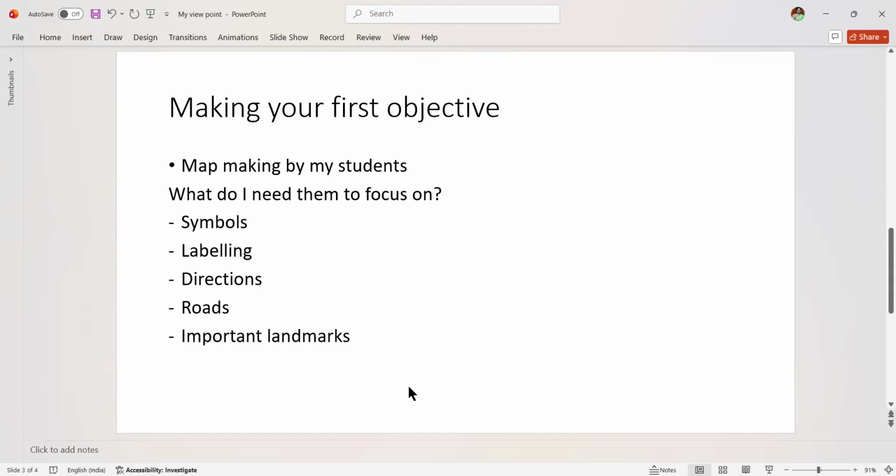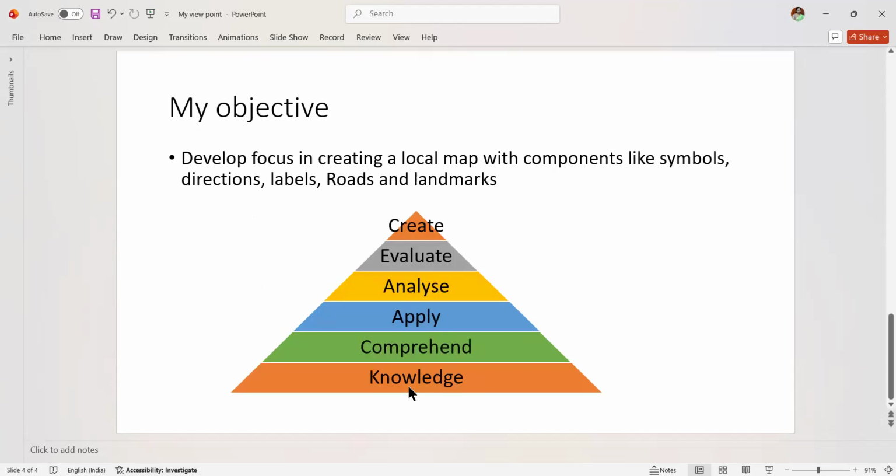Now remember, map making is on the highest level of Bloom's taxonomy. So if I think of my objective, it is on the highest level that I'm planning this particular period's objective, that is, develop focus in creating a local map. Why I'm emphasizing on the word local is because it's unique for individual child as they travel from their home to school. So here the components that I would like the students to emphasize are symbols, directions, labels, roads, and landmarks. Now, this is how we make our first objective.